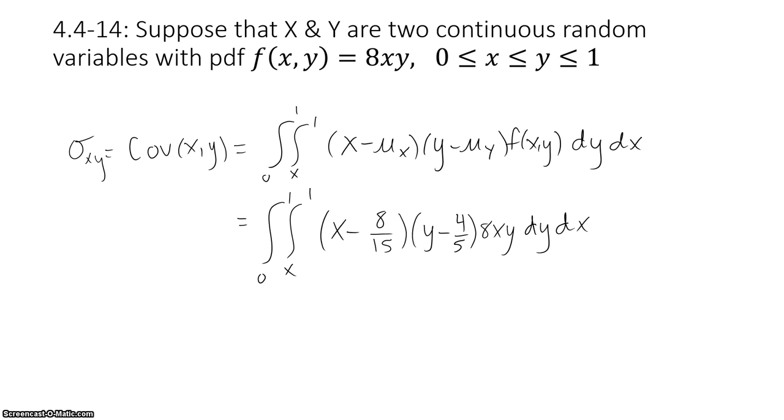Plugging in the values for my example, I'm substituting in 8/15 for mu sub x, 4/5 for mu sub y, and 8xy for our PDF. And it gives me a covariance of 4/225.